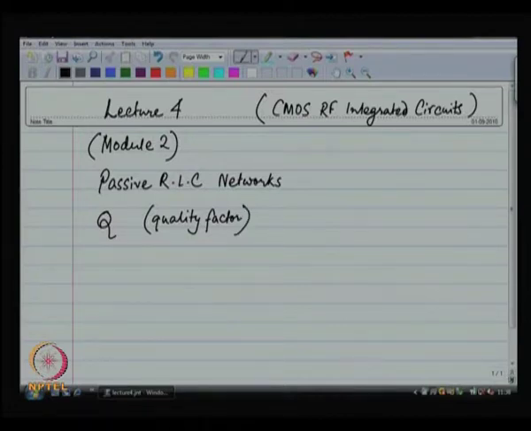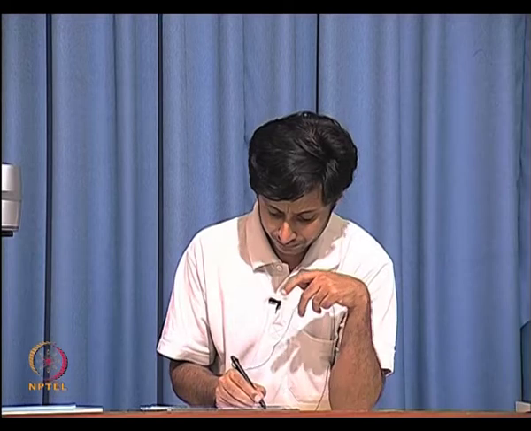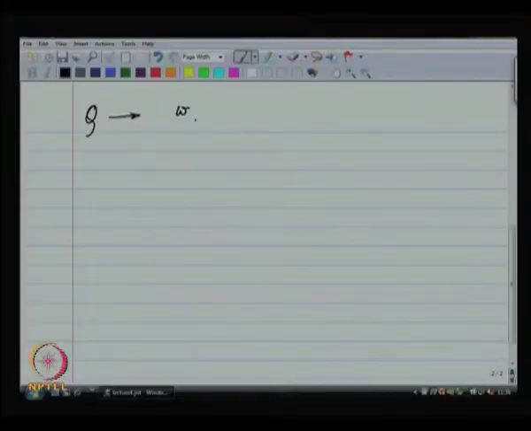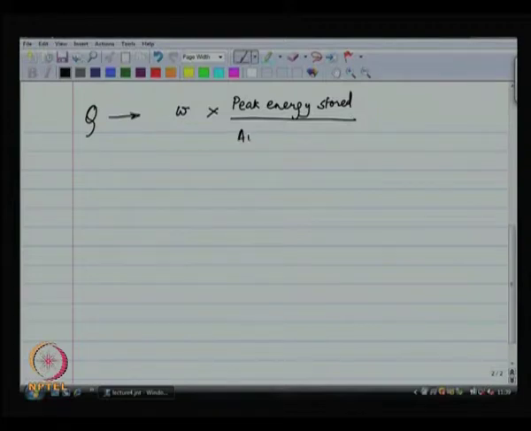All right. Now, we go back to the definition of Q. Q is defined at a given frequency omega to be omega times the peak energy that is stored in the circuit divided by the average power dissipated by the circuit.